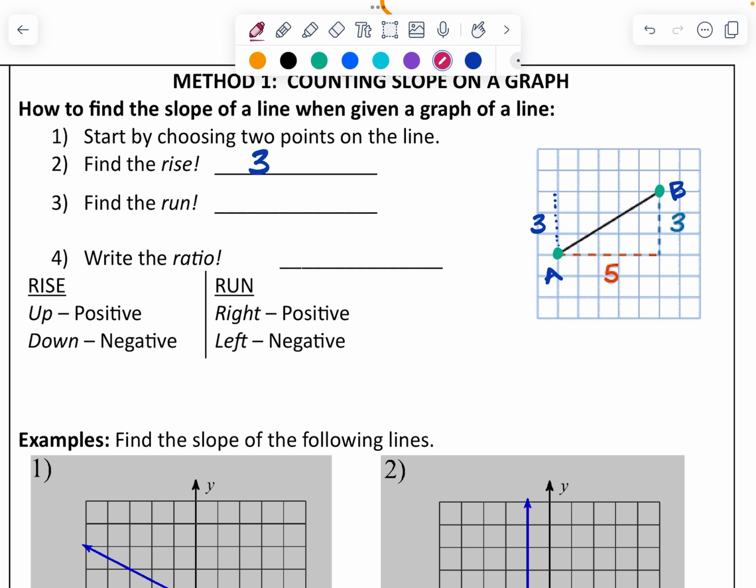The horizontal distance between those 2 points is 5 boxes. So that's our run. The ratio is a fraction. We write it as a fraction, so our ratio is 3/5. So M is 3/5.